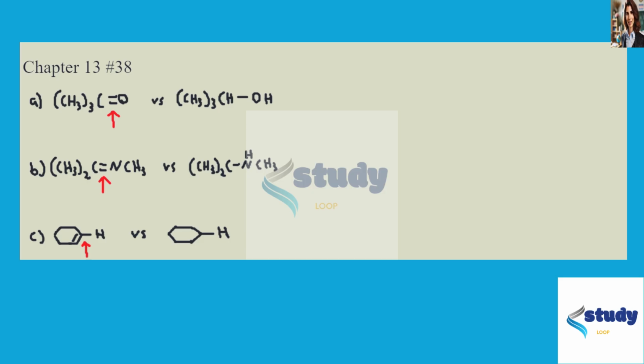And then for C, again, we're comparing a Csp2 carbon bound to a hydrogen versus a Csp3 carbon bound to a hydrogen. Like I said, the Csp2-H bond is going to be stronger than the Csp3-H bond. Since the bond is stronger, it will show at a higher wave number by IR. I've indicated each of the stronger bonds by putting a red arrow under the bond.